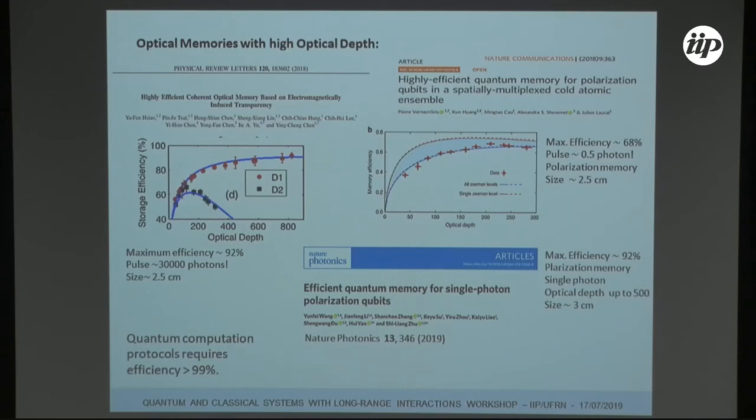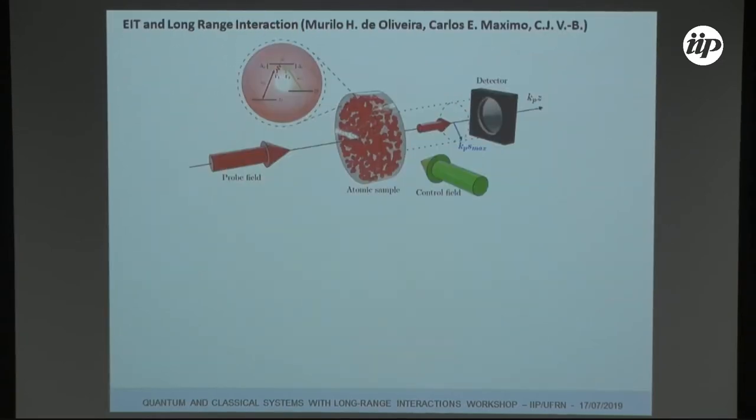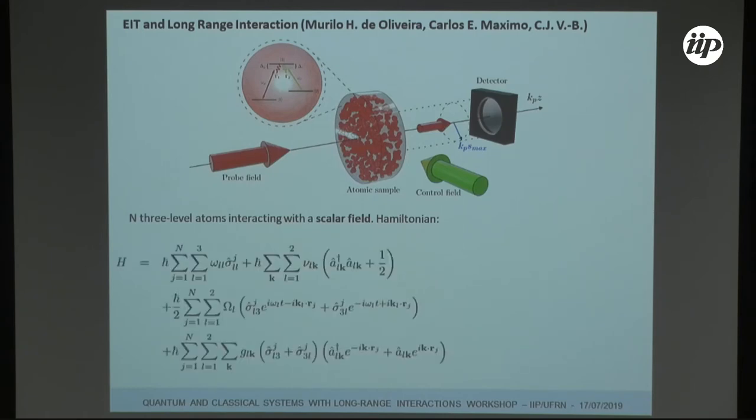As I said before, hopefully I have Murilo and Carlos here. And they did these calculations, and they derived the equations to understand how the long-range interaction affects the EIT. So we have some results here. We consider N three-level atoms interacting with a scalar field. So we are in the scalar model Hamiltonian. So we take into account the interaction of the atoms with the vacuum modes.